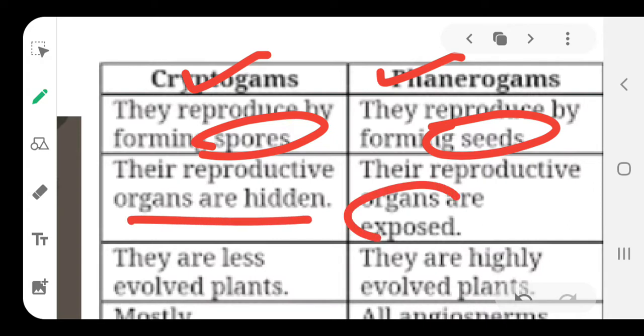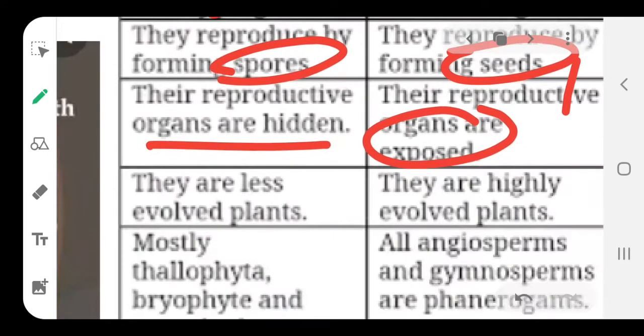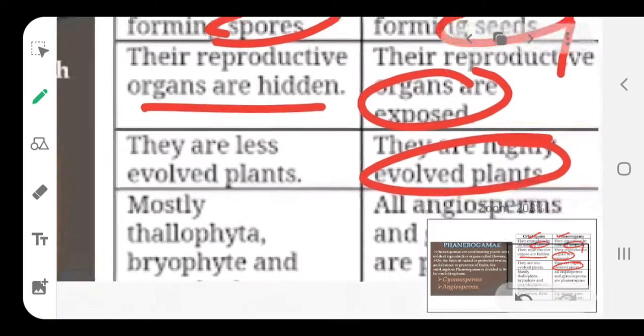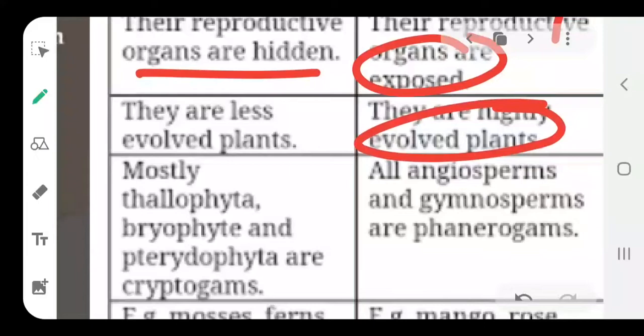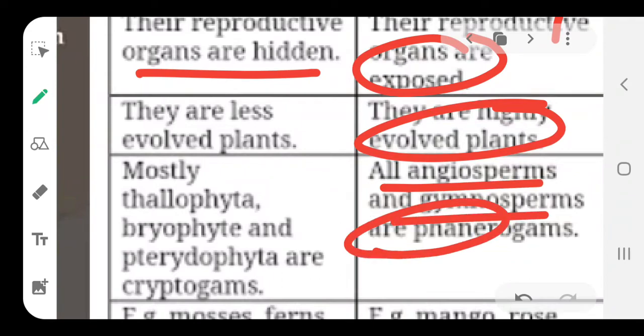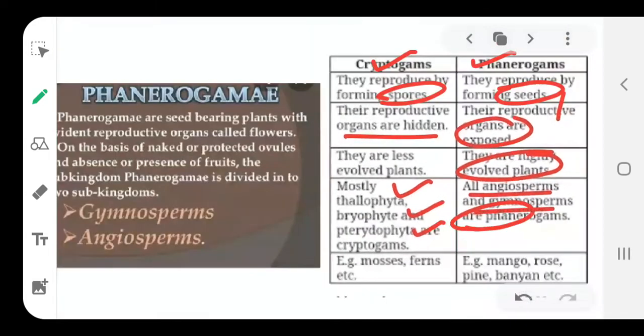Here, they are exposed, and cryptogams are less evolved plants, while the ones we are going to read now are more evolved plants. They look like highly evolved plants. All those angiosperms and gymnosperms that we are going to study belong to phanerogams, while the ones we studied, thallophyta, bryophyta, and pteridophytes, all belong to cryptogams. So that is just an idea of what we are going to study.